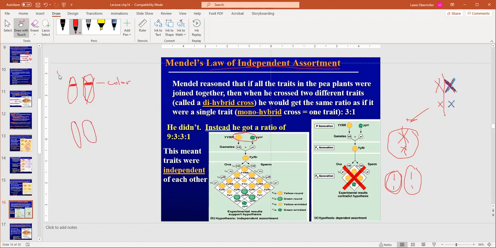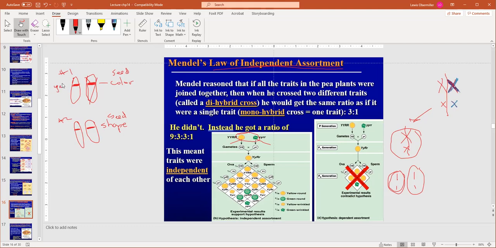And then on another chromosome, we'll call that number one, we'll call this number two, there's a gene for seed shape. This is round and this is wrinkled. Seed color, seed shape. Now let's just add some colors in here. Let's say this one is yellow, and this one is green. And let's say that this one is round and this one is wrinkled.